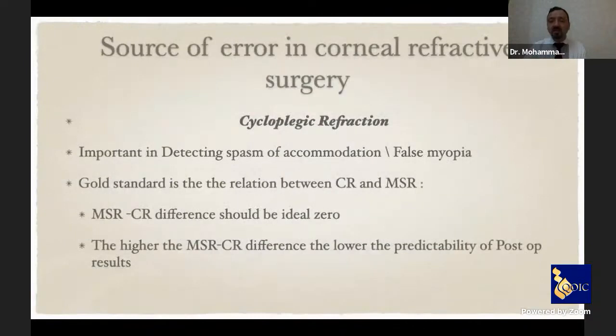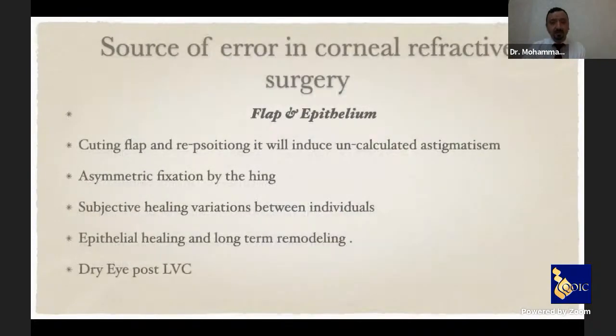Cycloplegic refraction is also another tool which helps us in detecting the accommodative or false myopes. And the gold standard is that the difference between the manifest refraction and the cycloplegic refraction should be 0. So in case we have a higher difference, we need to keep in mind that there should be some lower predictability of the results.